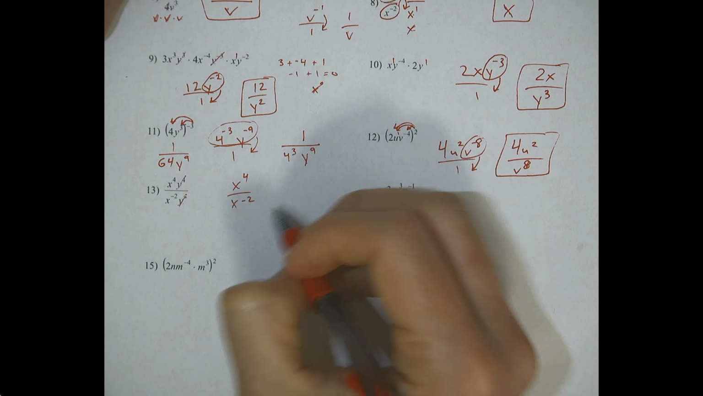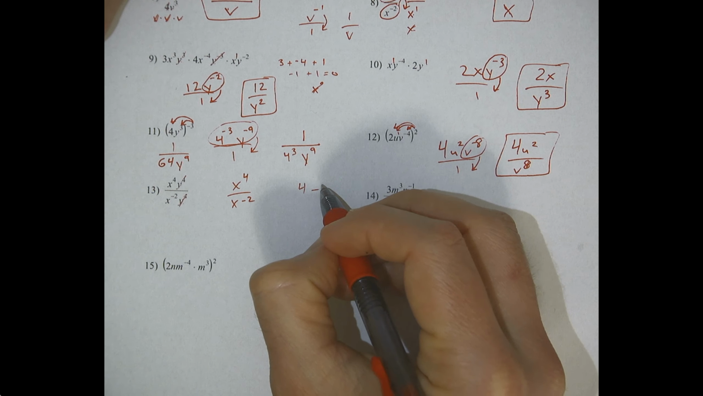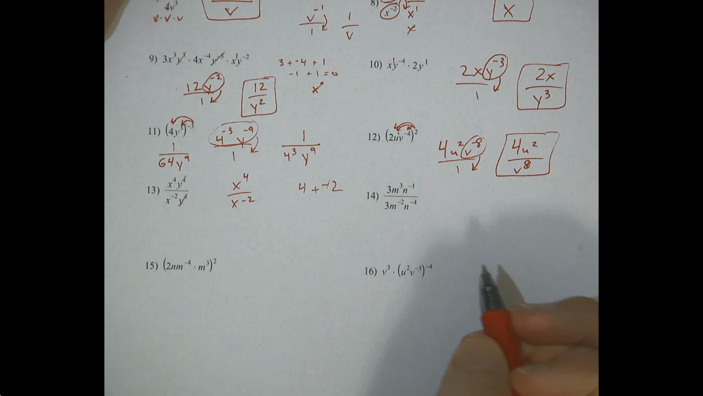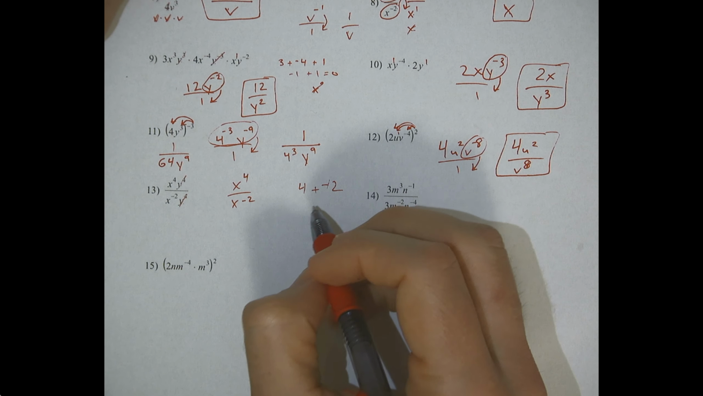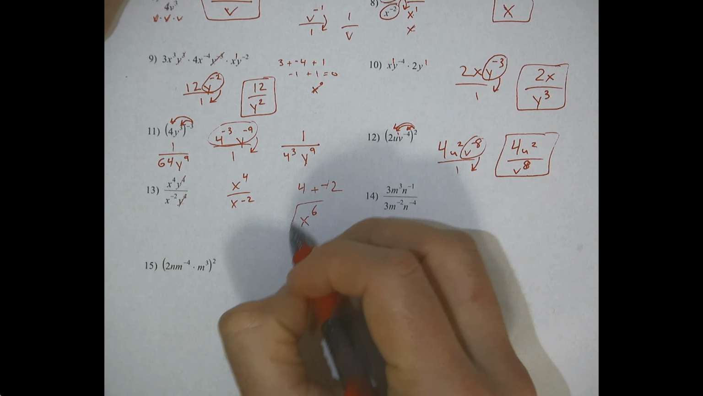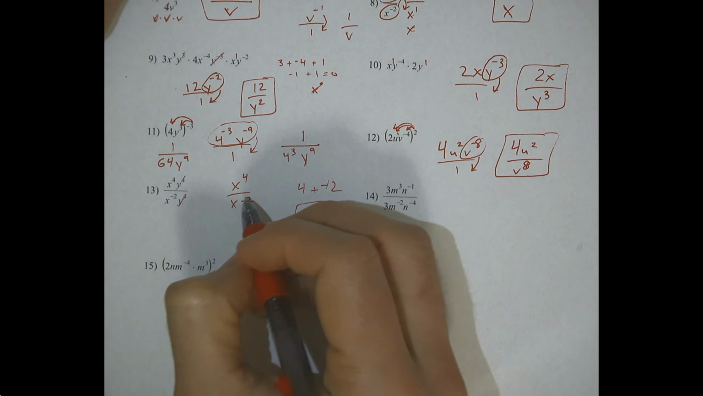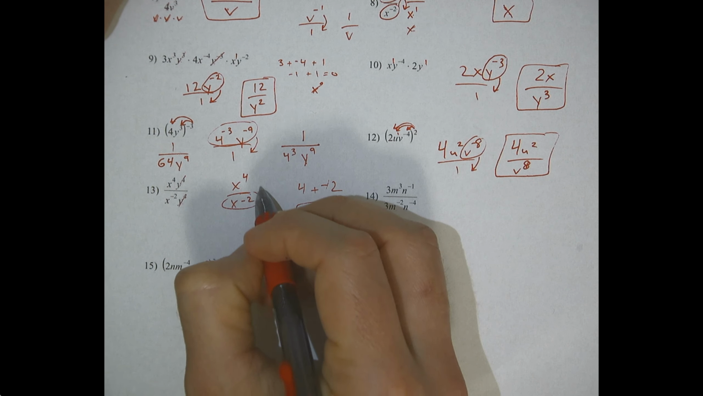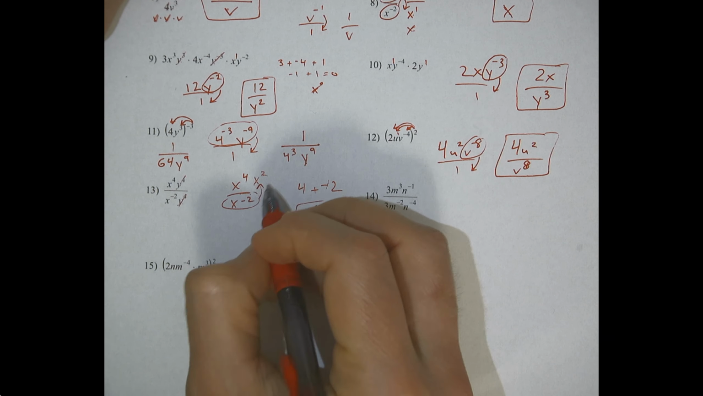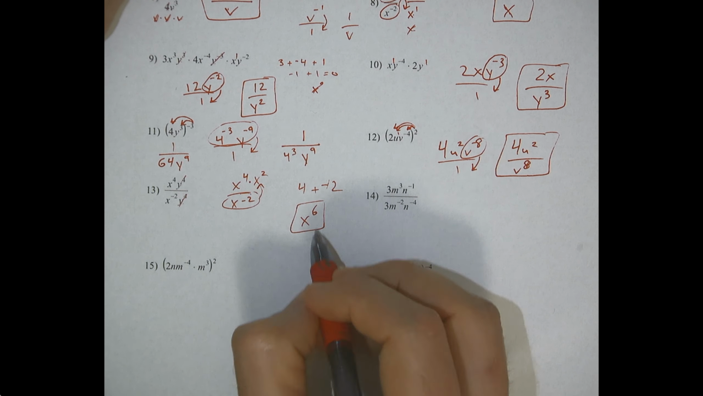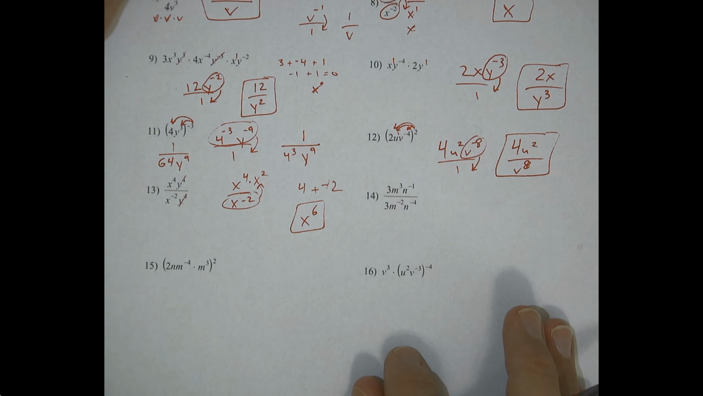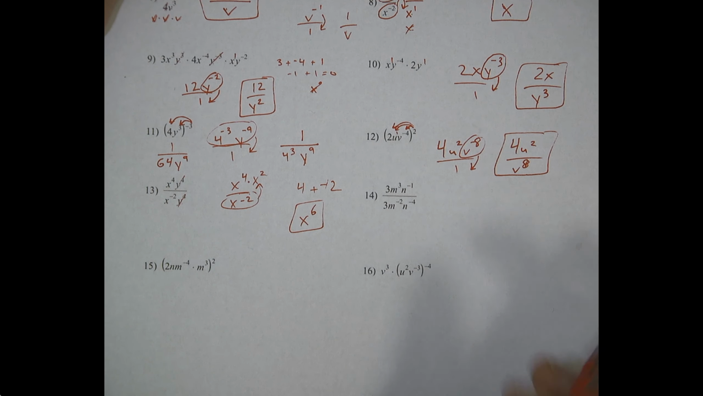You could use your quotient rule. 4 minus negative 2 goes plus plus. It's to the 6th. It always goes up top. So answer is x to the 6th. One way to do it. Other way is to just get rid of the negative. So we're going to bring this to the top. It becomes x to the positive 2. And now I'm multiplying these together, and I'll get x to the 6th when I add them. Okay, 2 different ways to do it.